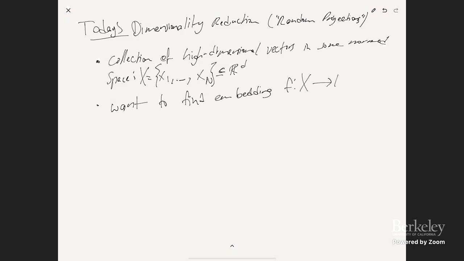Such that the geometric structure is approximately preserved. So such that, let's say, for all x and y in capital X, the distance between x and y is similar to the distance between f of x and f of y.